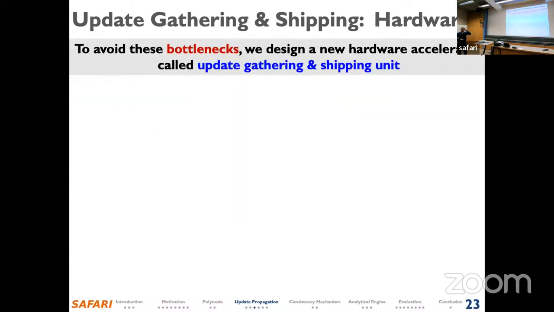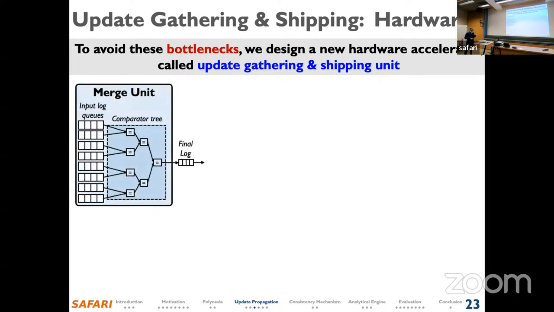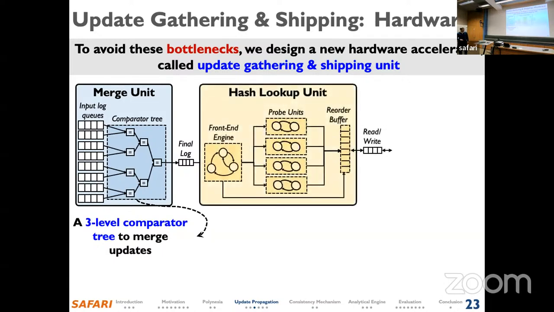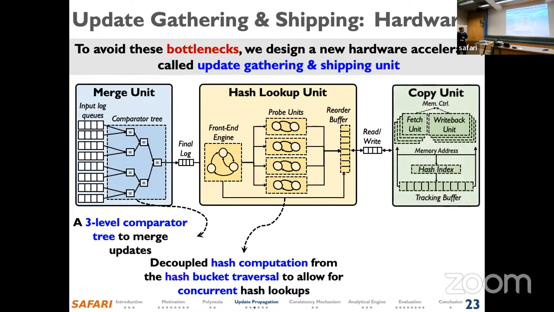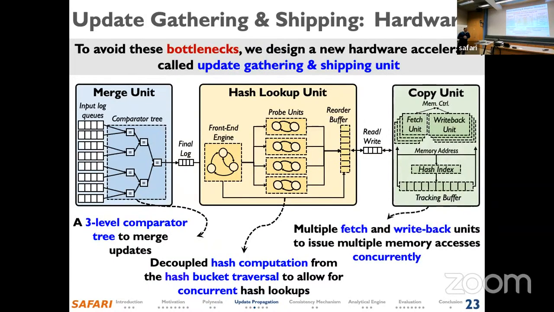So to solve this issue, we propose a new hardware unit to accelerate that algorithm and avoid those two bottlenecks that I mentioned before. Our hardware unit is tailored for each one of those three steps that I showed before. We are going to have a merge hardware unit, which is composed of a three-level comparator tree that can merge updates. Then we are going to have a hash lookup unit designed to decouple both the hash bucket traversal and the hash indexing itself, which allows you to do concurrent hash lookups for different entries of the updates. And finally, we are going to have a specialized copy unit with distributed or multiple fetch and write-back units, which again allows concurrent memory access and sends the updates to the analytical replica faster, fully utilizing the bandwidth available in the system.